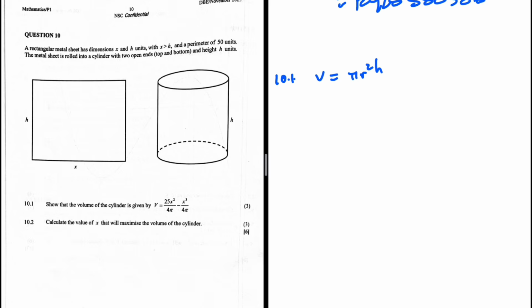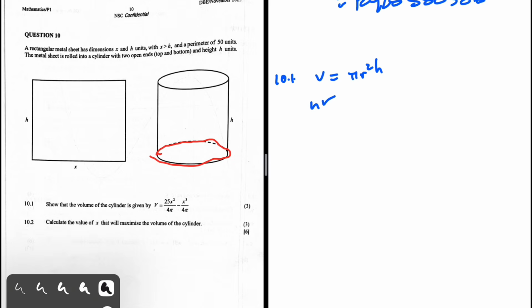So let's take a look at this rectangular metal sheet and make sense of what is happening. When we roll the rectangular metal sheet, the height remains h. But what happens to x? X becomes the diameter. X is going to form this part at the bottom. This is going to be x. So there we go, x forms that part, which is the diameter, right?